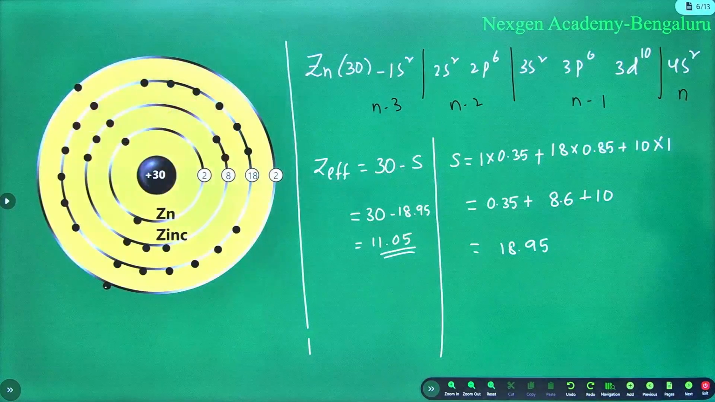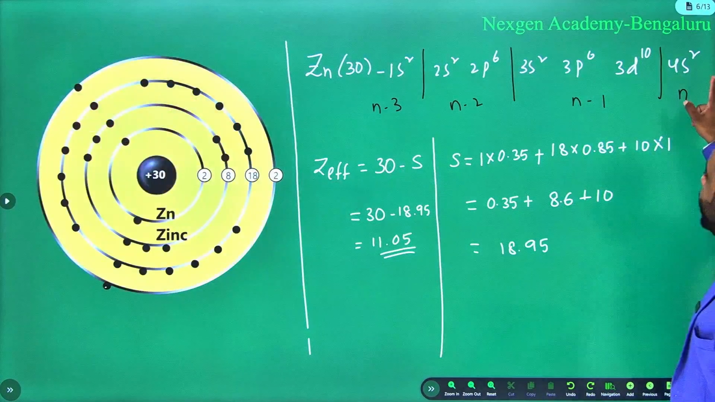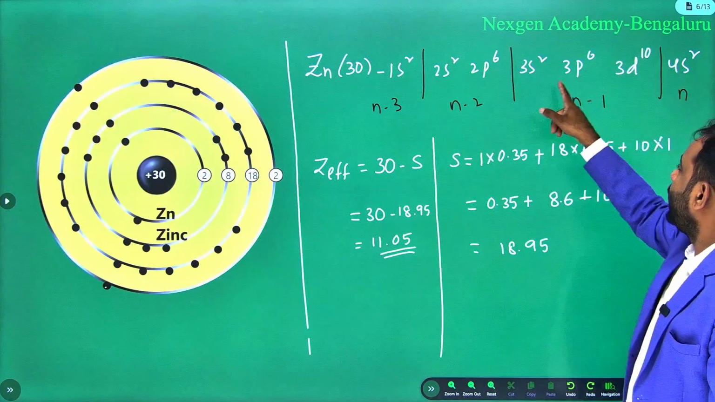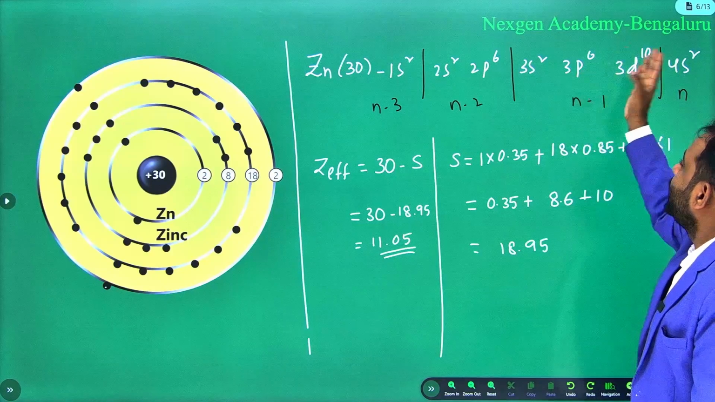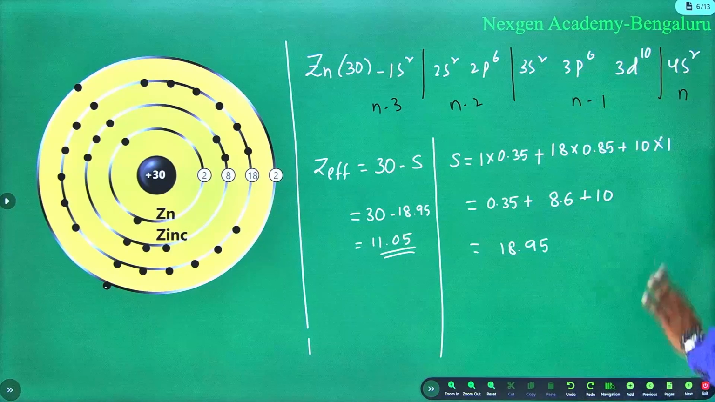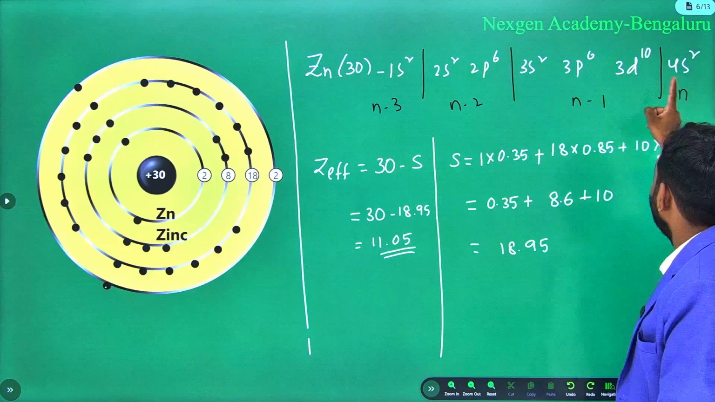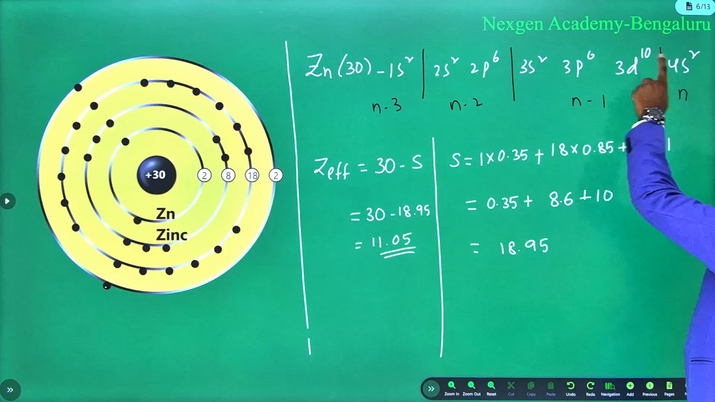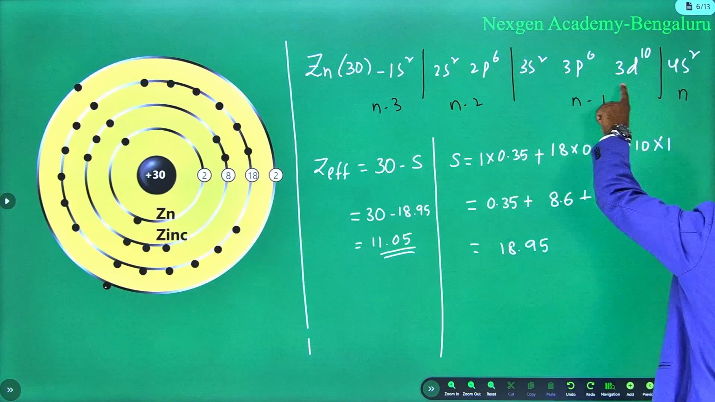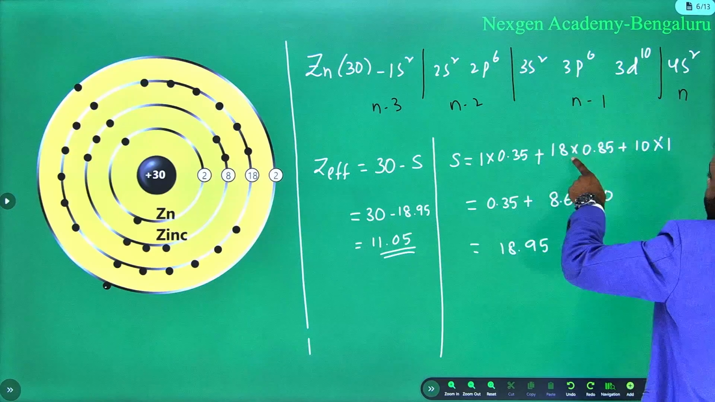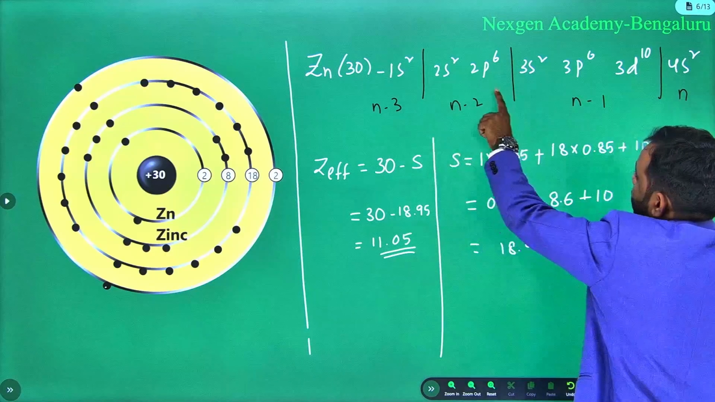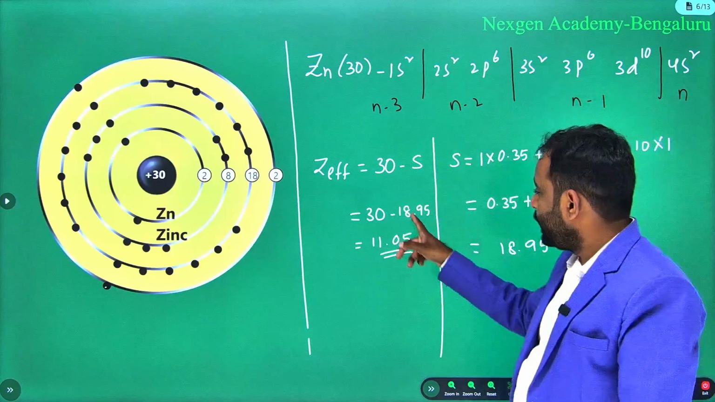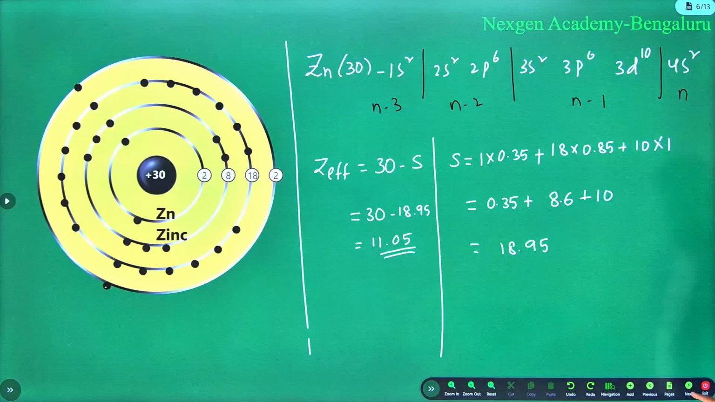And for the zinc atom you can calculate it too. Again you regroup it. Whenever you are calculating for 3d, only then you regroup it as 3s 3p together and 3d separately. Otherwise it is normal. For this electron, this is the nth shell, then n minus 1, n minus 2, n minus 3 energy levels. Apart from our electron, one more electron is there, so 1 into 0.35. In the n minus 1 level, 18 electrons are there, so 18 into 0.85. And here how many are there? 8 plus 2, 10 electrons, so 10 into 1. Add it and you'll get 18.95. Subtract that from 30 and you'll get 11.05.